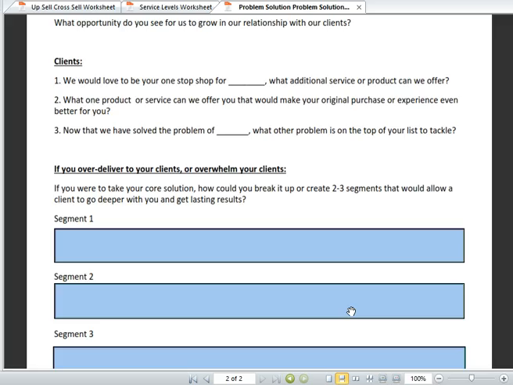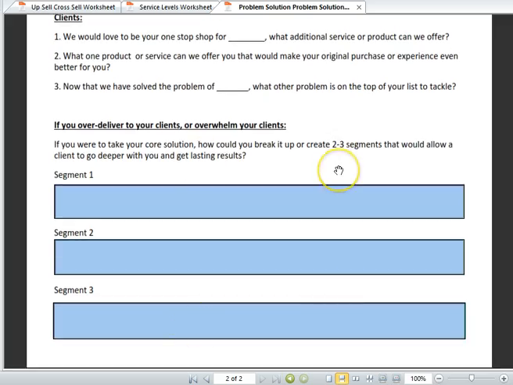If you over deliver, the challenge here is that you really need to break up your solution into 2 or 3 segments. Now, if you've got a process associated with your service solution, then being able to break this up should actually be very easy. You just need to give a chapter headline, if you will, to the bullet points of those services. But I want you to take a moment and just brainstorm what those things can be.